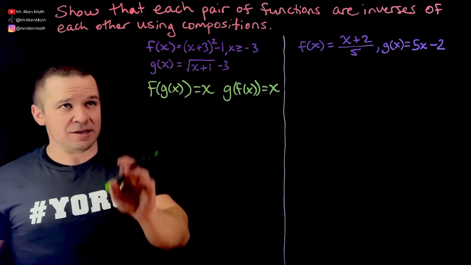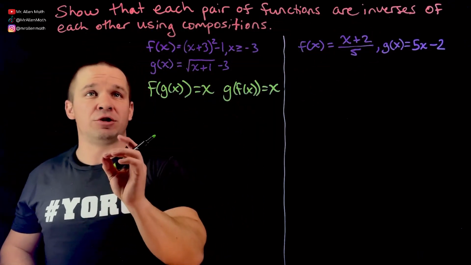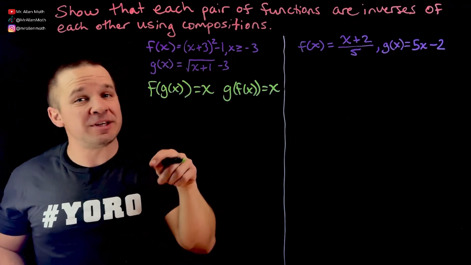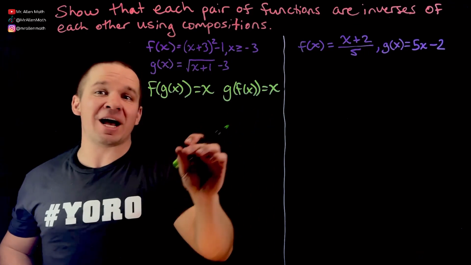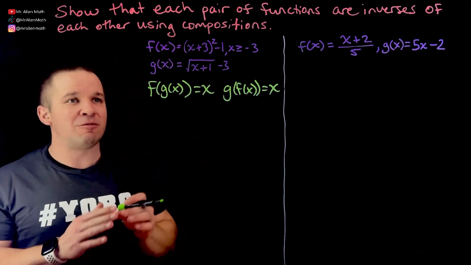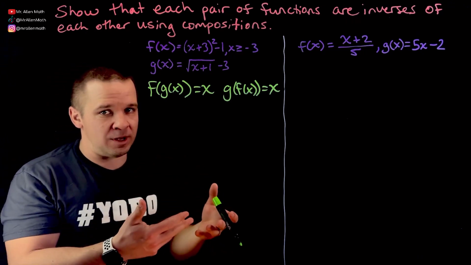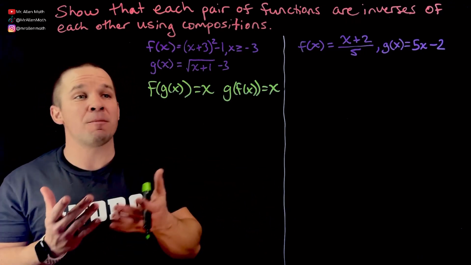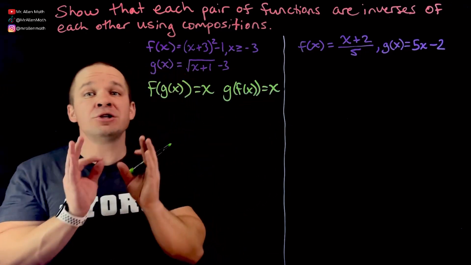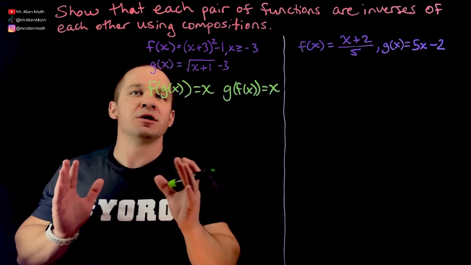Now I'm going to go back to the wording here: show that each pair of functions are inverses of each other using compositions. So it's telling us that these are inverses. So when I do this work, I better get x for both or I made some kind of a mistake, all right? It could also be worded as determine if they are inverses of each other using compositions, and then they may or may not be both equal to x. But I know they're going to both be equal to x here if we do our algebra properly. So let's get after it.